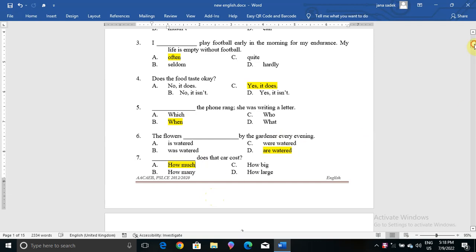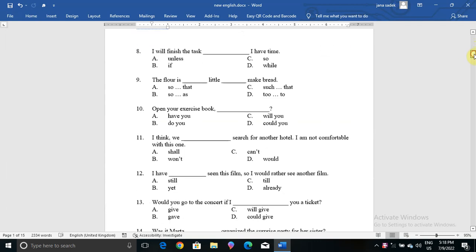Okay, now in question number 8, it says I will finish the task dash I have time. Now what we have here is I will finish. Finish here is verb 1, and will we can also use in the main clause and if clause. Now, if clause and main clause, how can we use them? There is a formula for them. There are 4 conditions, right? Which are zero condition, first condition, second condition, and third condition.